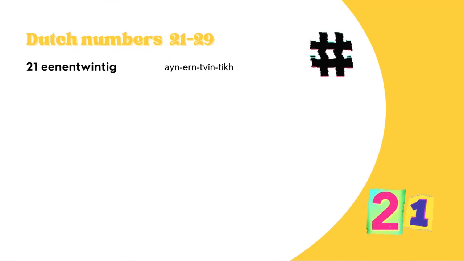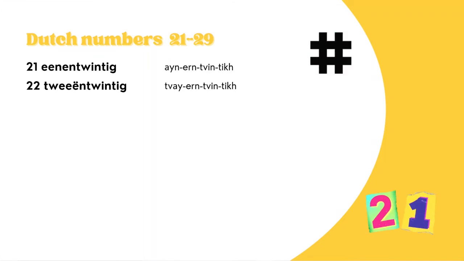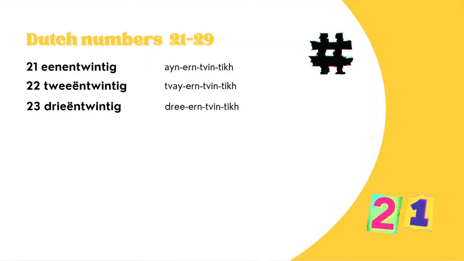Number 21 is one and twenty. Then we go to number 22. Number 22 is two and twenty. So literally two and twenty. So that is 22. Number 23 is three and twenty. Yes, exactly.